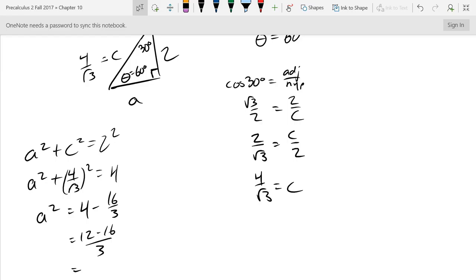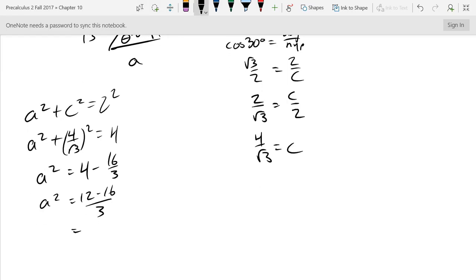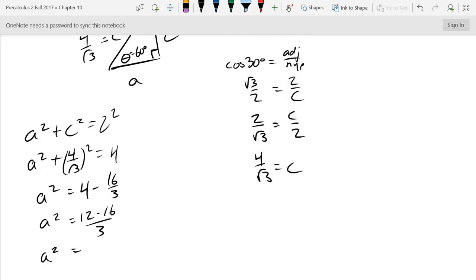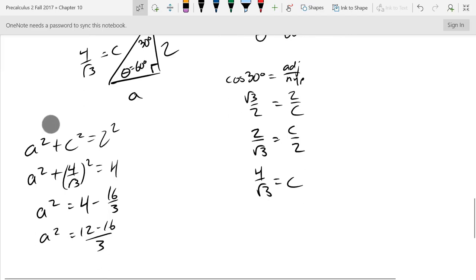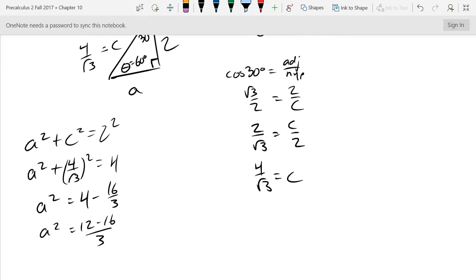Something's not right. So a squared should not be negative. All right, so I'm demonstrating right now what it feels like to make a mistake. If you get your side is some negative square root, or square root of a negative, that should definitely set off alarms in your head.